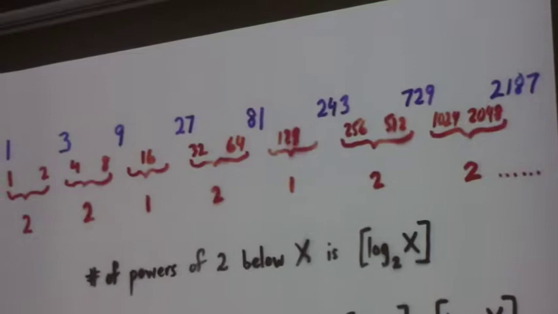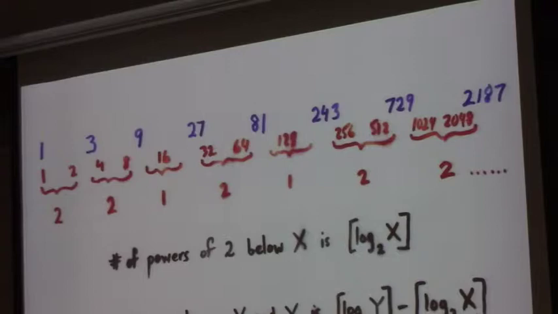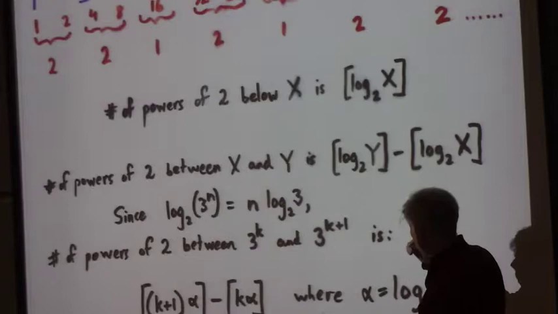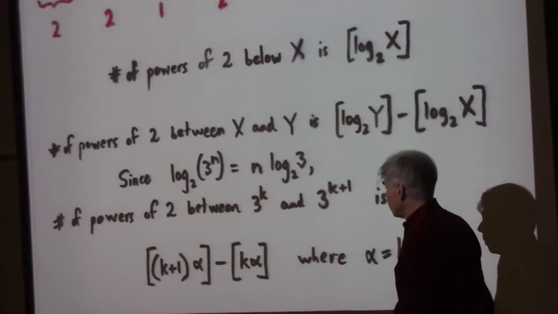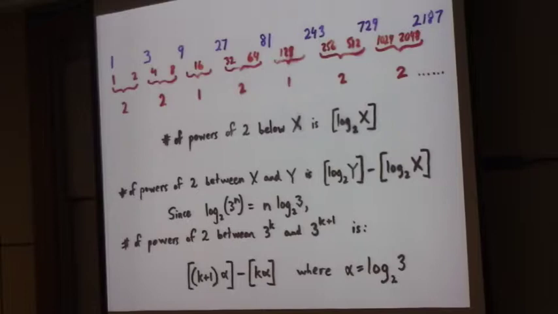And that one, the formula was easy to find, because the number of powers below any number is the greatest integer, that's the floor function, of log to the base 2 of the number. And so the number of powers of 2 between x and y is this, and if y is a power of 2, then you can simplify it to get this expression, where alpha is log to the base 2 of 3. This is the algebraic nature of the sequence that this operation gave me.